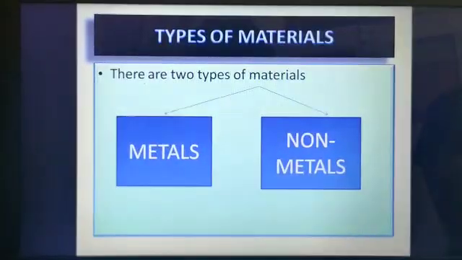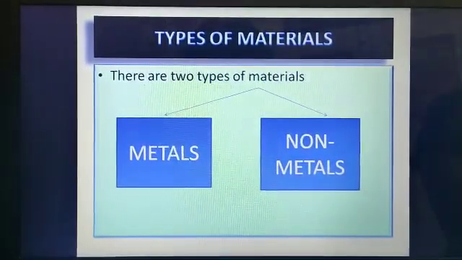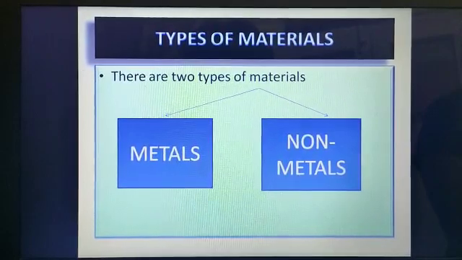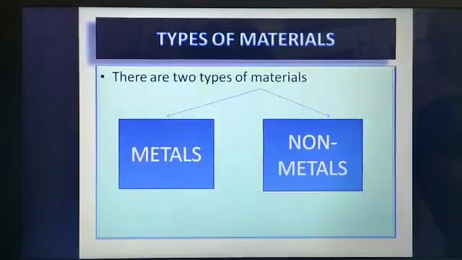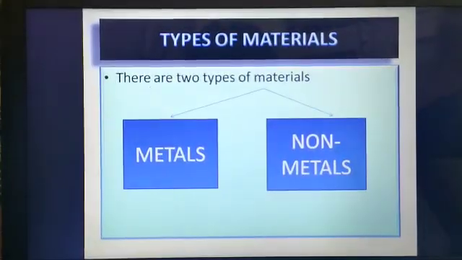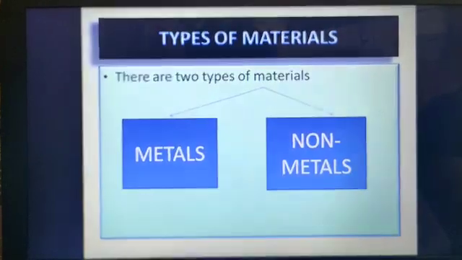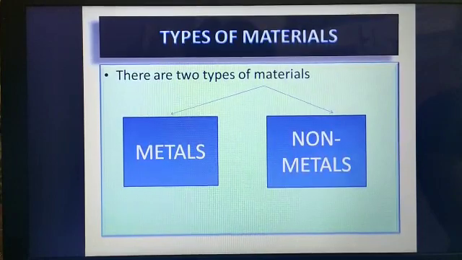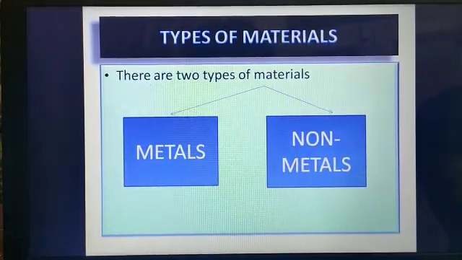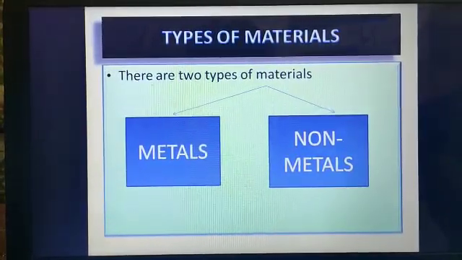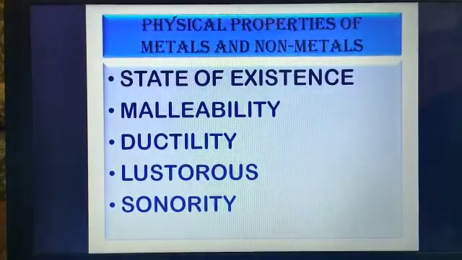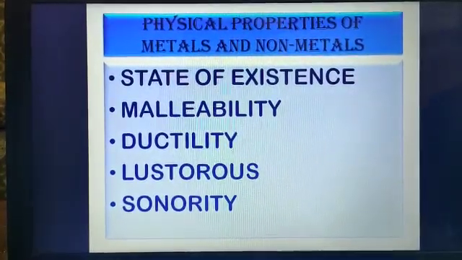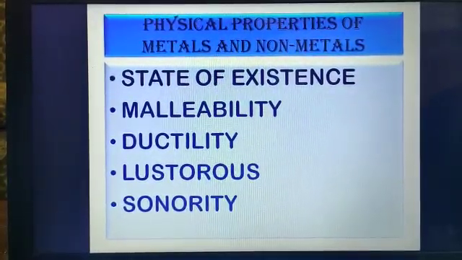The earth is full of things like solids, liquids, and gases, right? And any of these primarily falls into the category of either metals or nonmetals. Like I told you a while back, these metals and nonmetals have existed since the formation of the earth. Let us start by understanding the physical properties of these two classes.